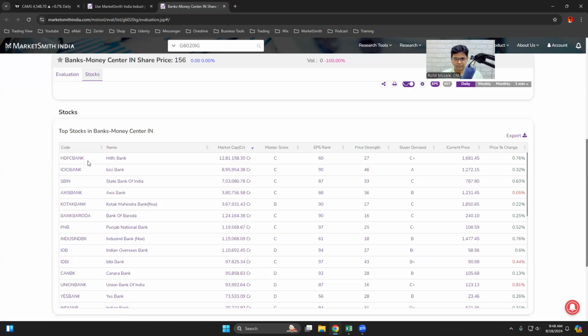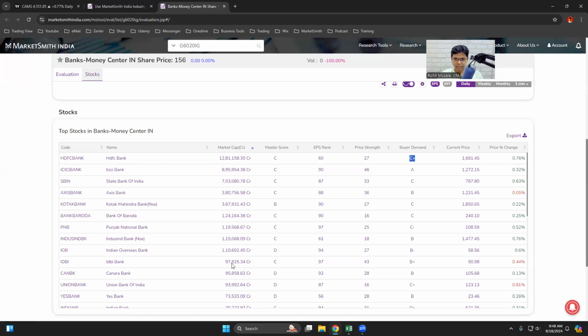See, HDFC Bank, the biggest private bank in the Indian stock market. Master score of C, not good. Earnings stability, consistency, not impressive. Price strength is very poor. Buyer demand is very poor. Okay, 0.76%. This is, by the way, current day, so you can ignore this.